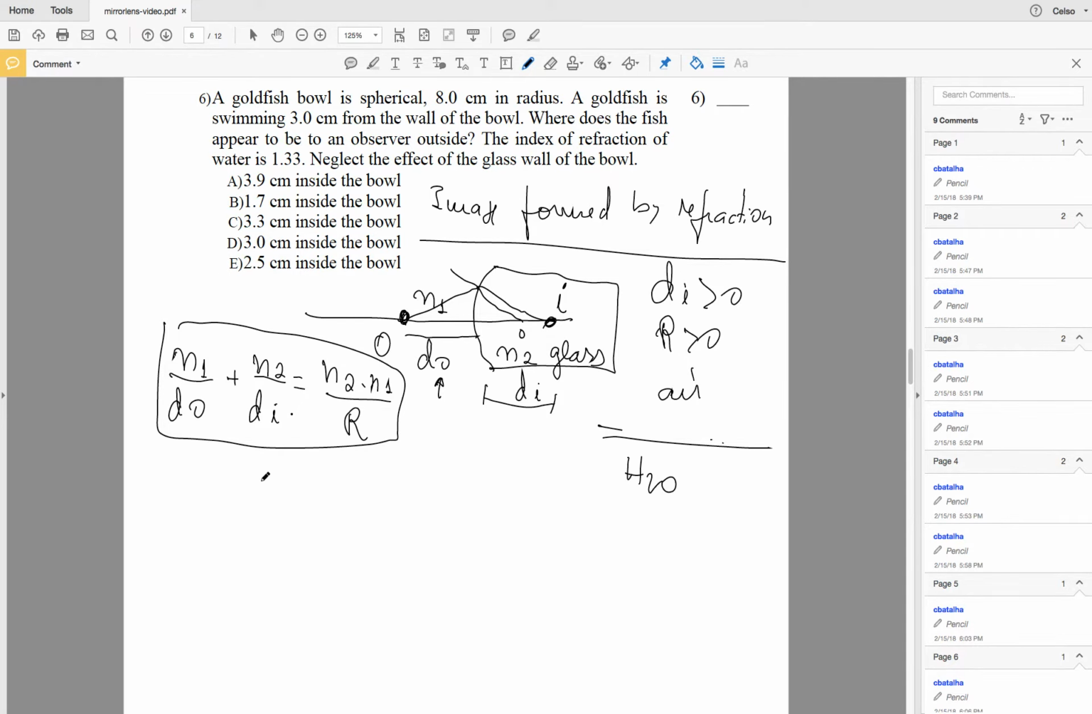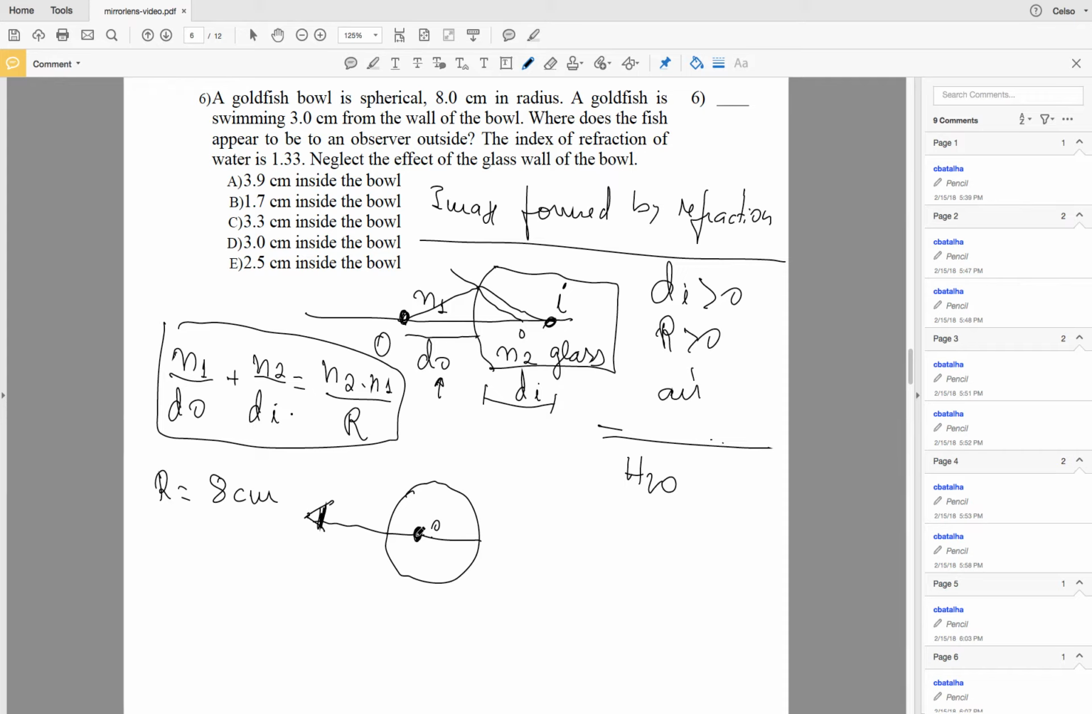So we have a goldfish bowl that is spherical, and the radius is 8 centimeters. You have a goldfish that is swimming 3 centimeters from the wall. So you have something like this. And you have a goldfish. So you have a fish right here. This is your object. And where does the fish appear to be to an observer outside? So you have somebody outside that is looking at this and seeing images somewhere.